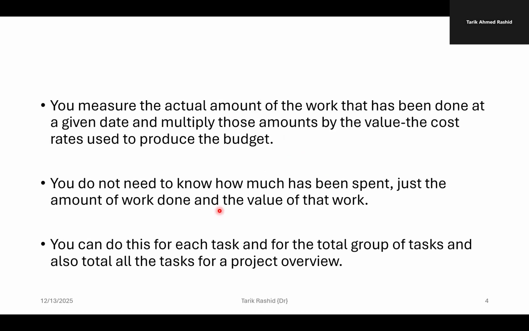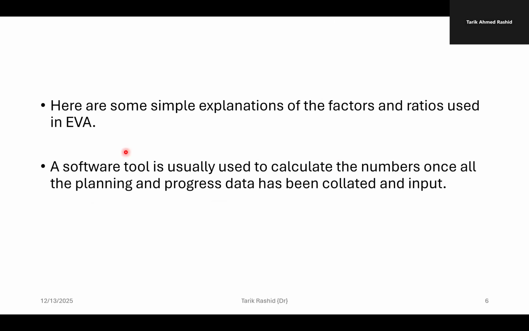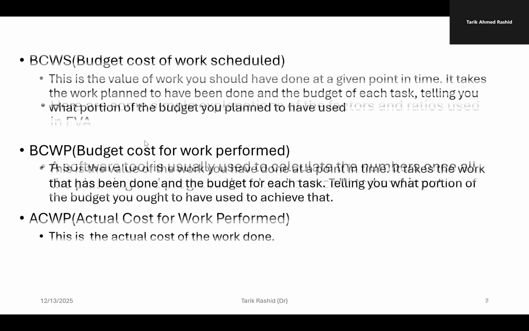of that work. So these are the terms that we need to use and we need to understand. This is budget, cost, work, schedule, and this is budget cost work performed, and this is actual cost work performed. So here, EVA uses these three terminologies to find out or calculate whether you are under the budget or over the budget or behind the schedule or ahead of the schedule.